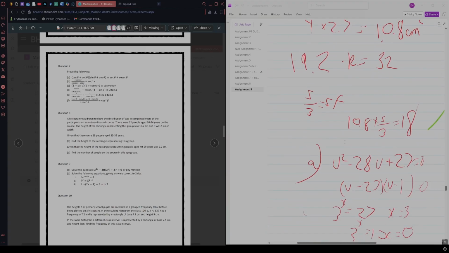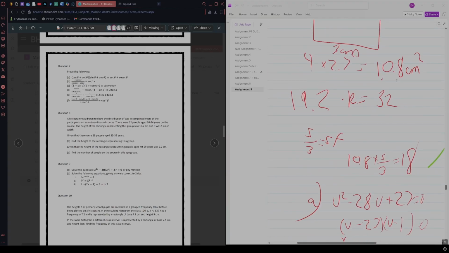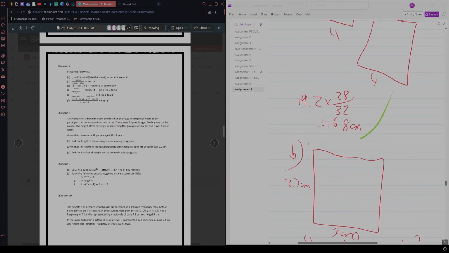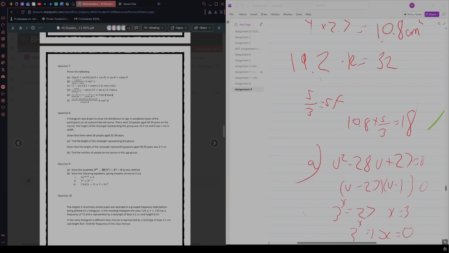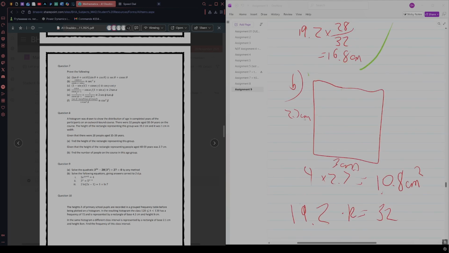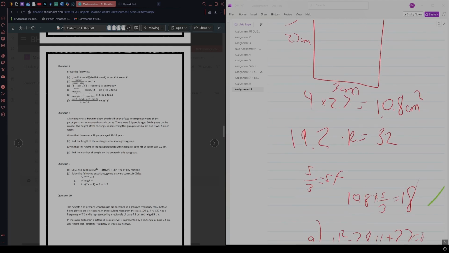And now I'm finding a scale factor between the height and the frequency. The height of the old one and the frequency. So 19.2, which is this height, times k equals this frequency. Find k, and then you multiply 10.8, which is the area we've just found, by k, and that gives you the answer.